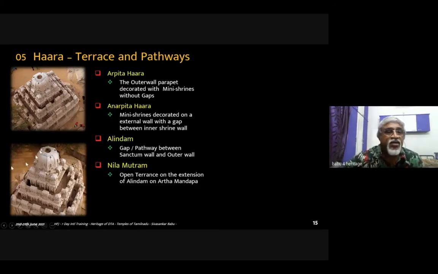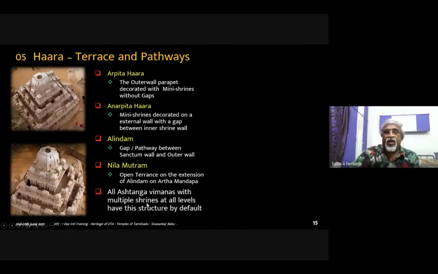And in some cases, you will have an extended terrace on the front. When we talk about Ashtanga Vimanas with the apartment type of Vimanas, where multiple shrines are there, we will have this kind of structure by default. For example, here there is a shrine, and in this area there is a sanctum inside. So they had tried to structure the sanctum inside. For the first floor, they were planning a staircase somewhere here so that you can access here, and from here you can go to the second floor.